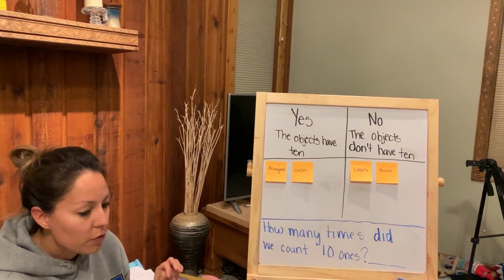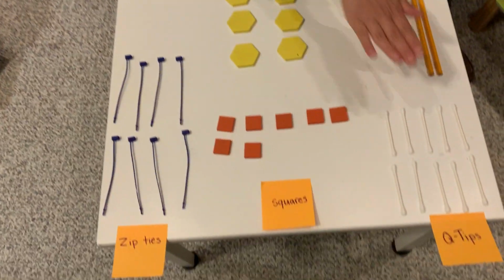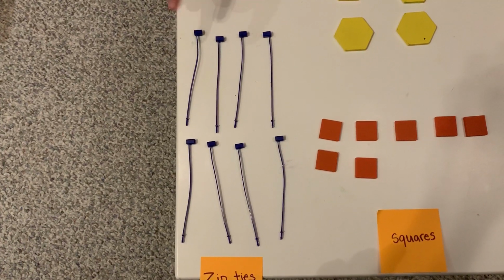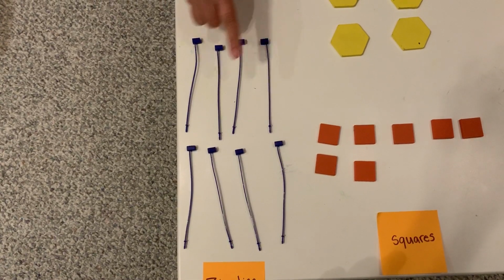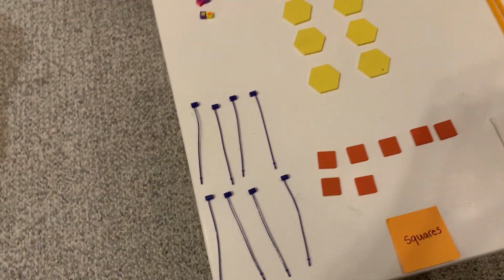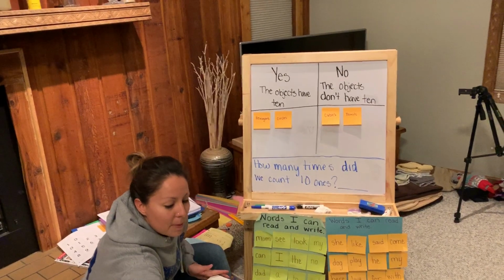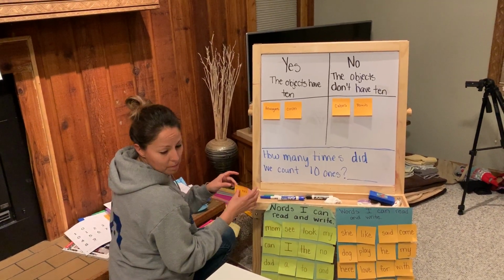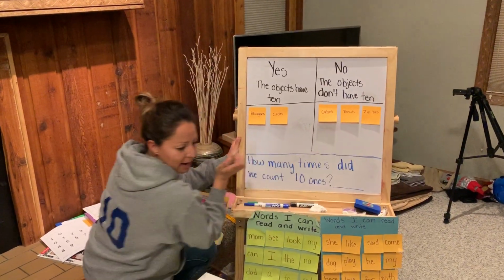All right, we have 3 objects left: our zip ties, our squares, and our Q-tips. Let's go ahead and look at our zip ties, and I'm going to point to them while you count. Did that one trick you? It looks like it's going to be on a 10 frame, but it's not. It's only 4 on top and 4 on the bottom, and I know that 4 and 4 makes 8, so that's going to go under the no. It does not have 10.